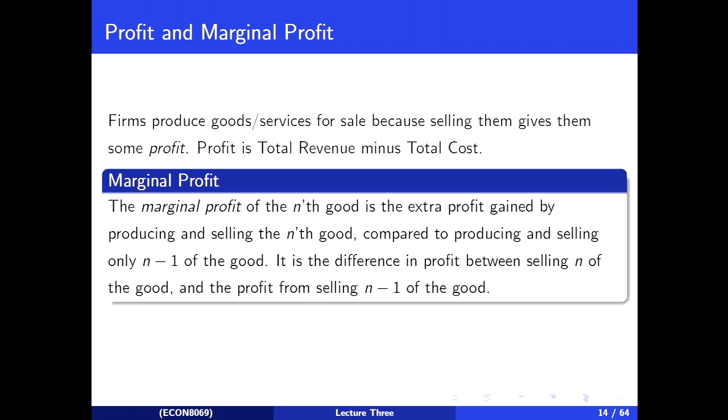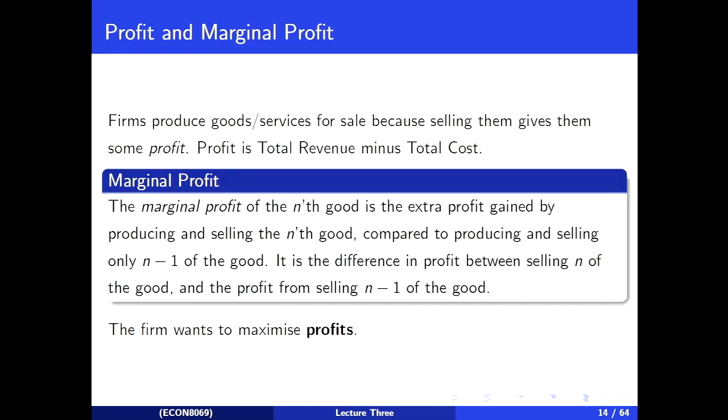And so profit is total revenue minus total costs, in the same way as you'd expect. Total revenue is just the amount of money that comes in, total cost is the cost of production to make the good. The marginal profit, as we did for consumers, we talked about marginal benefit. For producers, we talk about marginal profit. So the marginal profit of the nth good is the extra profit we gain producing and selling the nth good compared to producing and selling only n-1 goods. So it's that difference in profit, that extra profit we get from the nth good. And as I say, our firm is wanting to maximize profit, and so we can talk about how they go about maximizing profit.